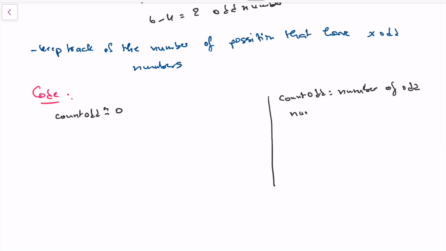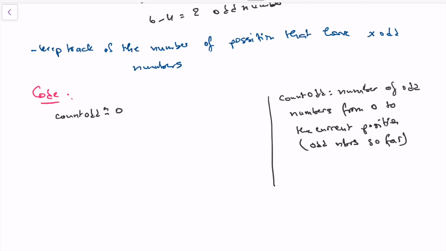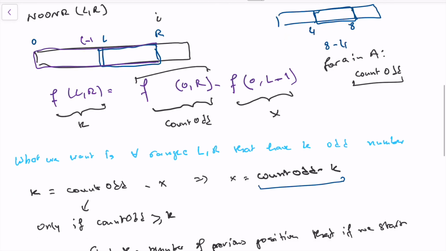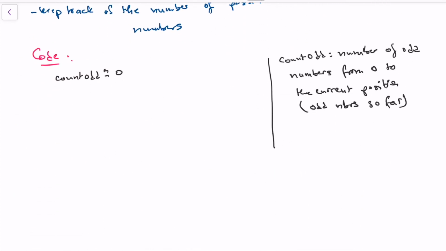of odd numbers ending at I, from 0 to the current position. So this is basically odd numbers so far in the entire array. So this is what would allow us to get this here, f of 0 to r, right? And then we need the prefix map, right?